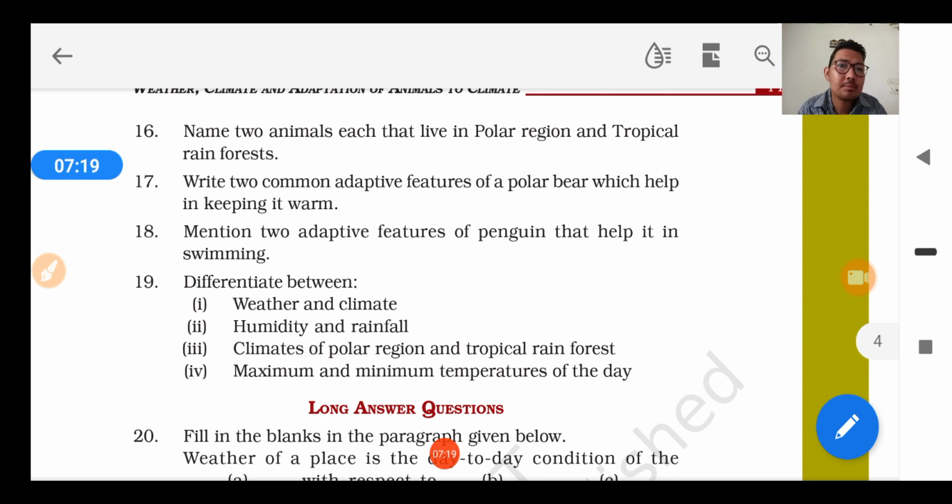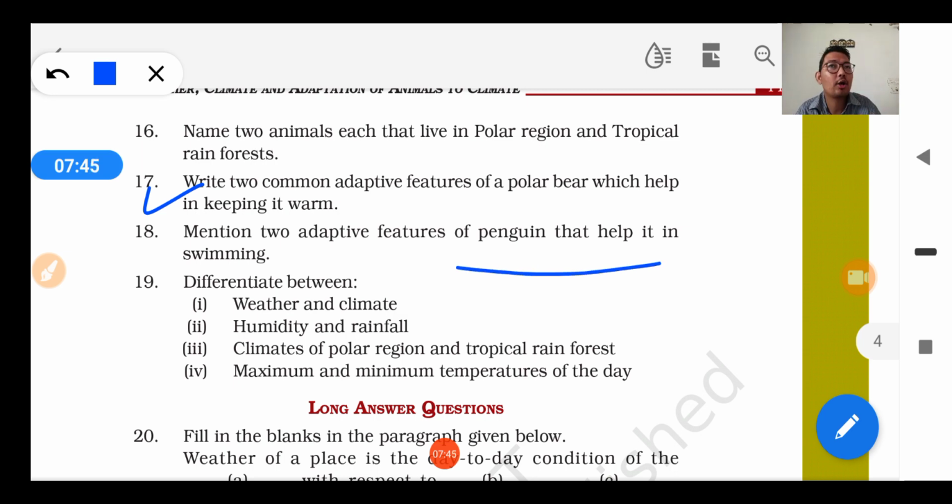Okay. Question number 17. Write two adaptive features of the polar bear which help in keeping it warm. See, the polar bear has double-layered fur. It has fat under the skin which helps it to keep its body warm. Question number 18. Mention two adaptive features of the penguin that help in swimming. Penguin has a streamlined body, which helps it swim, and webbed feet, which again help it swim.